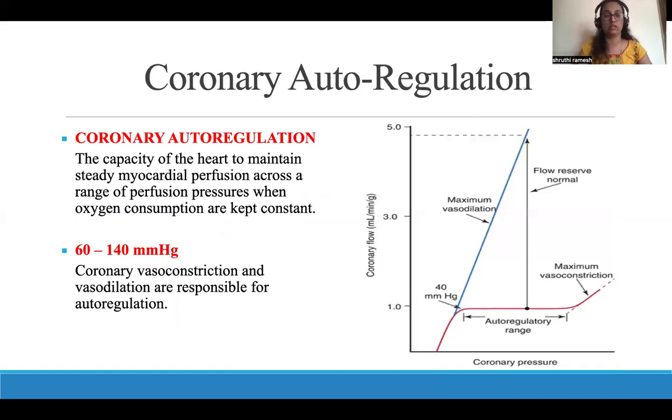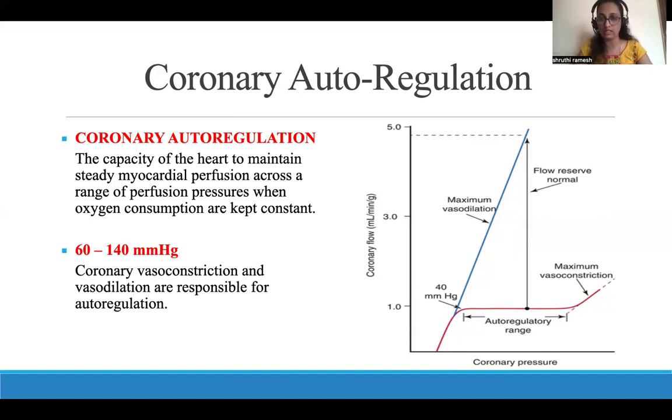Another important thing is coronary autoregulation. It is the capacity of the heart to maintain steady myocardial perfusion across a range of perfusion pressures when oxygen consumption is kept constant. From the diagram on the right side, we can see that over a range of 60 to 140 mm of mercury of coronary perfusion pressure, there is an autoregulatory range. The coronary flow is kept constant.